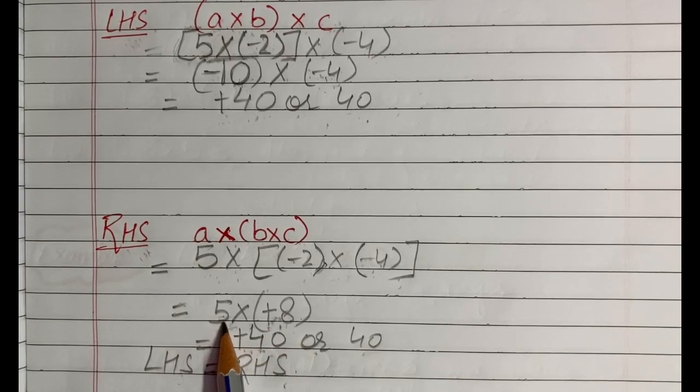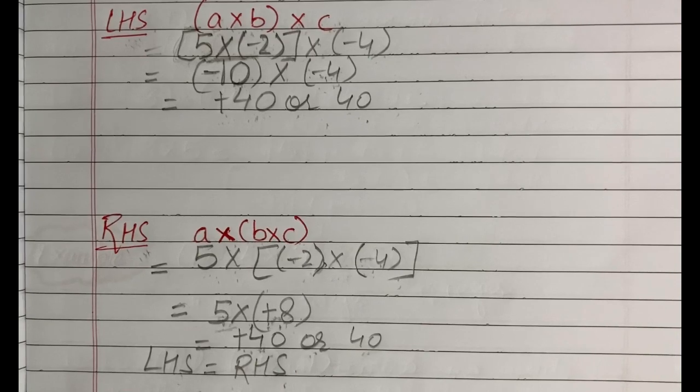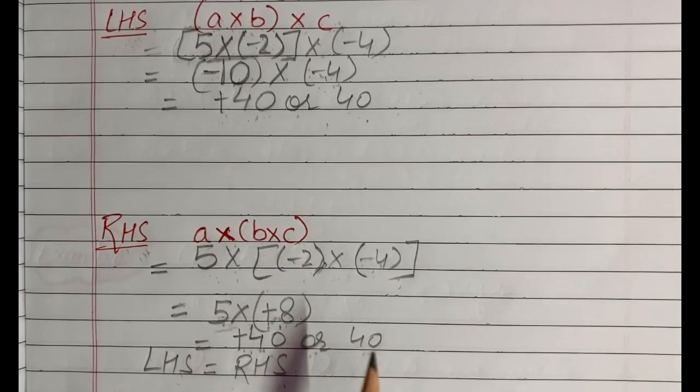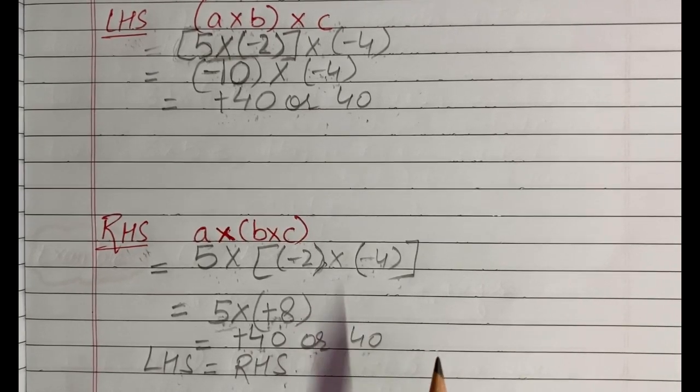Now students, you know that 5 eights are 40 and both the numbers are positive, so we will write the positive sign in front of 40, or simply we can write it as 40. So from here what we have got, LHS is equal to RHS. So what does it mean? It means that on changing the group of integers, the product or multiplication of integers will not change, or it will remain the same. Hopefully it is clear to you.